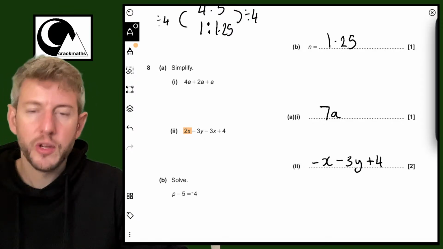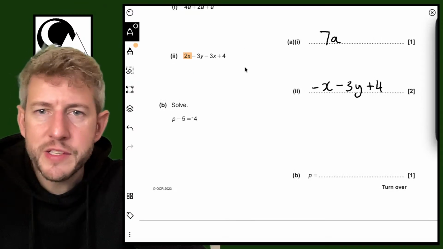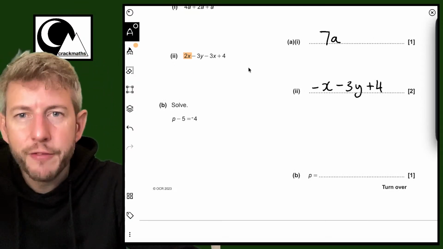Okay, right. Let's look at part B. So part B says p minus 5 equals negative 4.